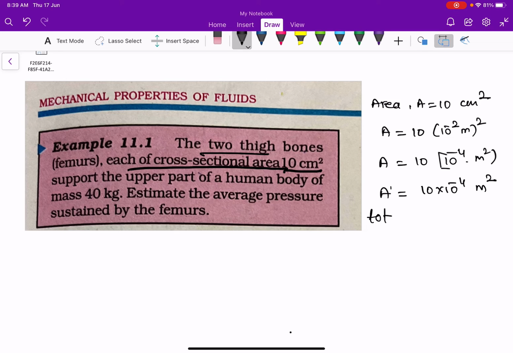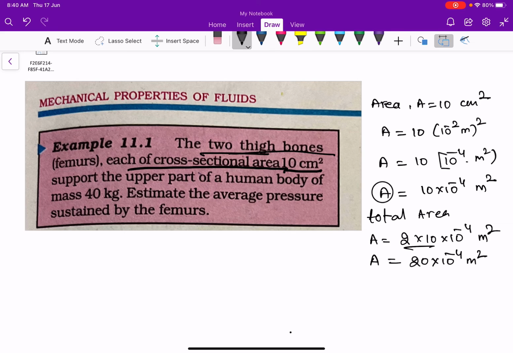Total cross section area. This is the area of one thigh bone, but here force is acting on two thigh bones. Total area A is equal to 2 into 10 into 10 to the power of minus 4 meter square. Okay, so area A is equal to 2 into 10, which is 20 into 10 to the power of minus 4 meter square. Now the support area is 10 centimeter square. The upper part of the human body supported is 40 kg. Upper part, that is above the thigh bones, the human mass is equal to 40 kg. So weight is acting on the thigh bones.